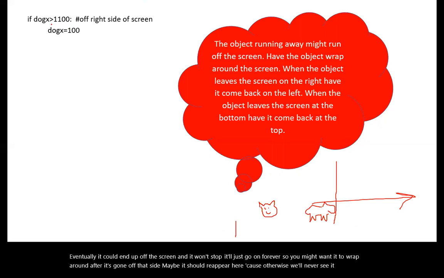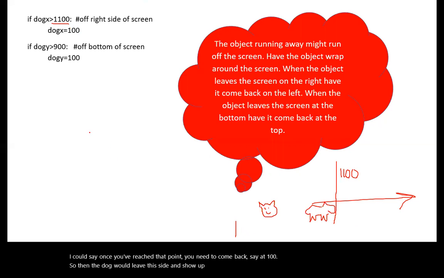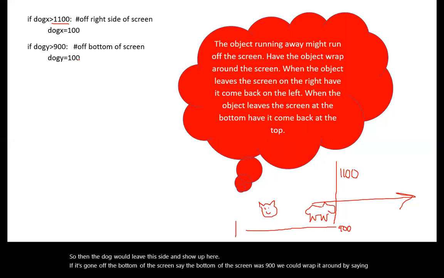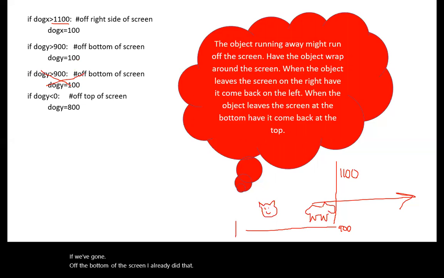So how do you do that? If the right-hand side of my screen was 1100, I could say once you've reached that point, you need to come back, say at 100. So then the dog would leave this side and show up here. If it's gone off the bottom of the screen, let's say the bottom of the screen was 900, we could wrap it around by saying you've got to come back up. If we've gone off the top of the screen, dog Y less than 0, then we put it to the bottom. So I guess the one we're missing is what happened if we went off this side.